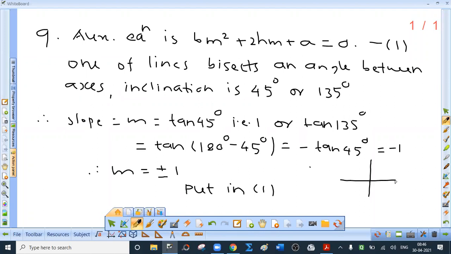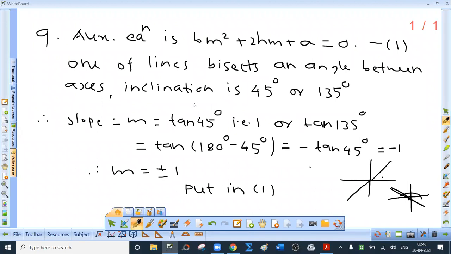I'll tell you why. See, this line bisects the angle between axes. Its inclination is 45. Now this line also bisects the angle between axes. So what is the inclination? 135. So what is the slope? It is either tan 45 degrees, which is 1, or tan 135 degrees, which is -1. So m is either 1 or -1.